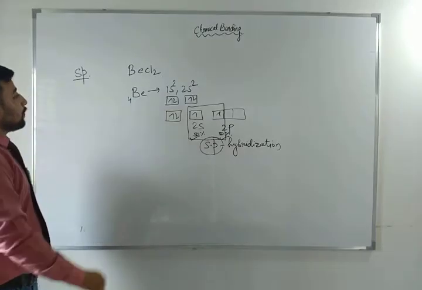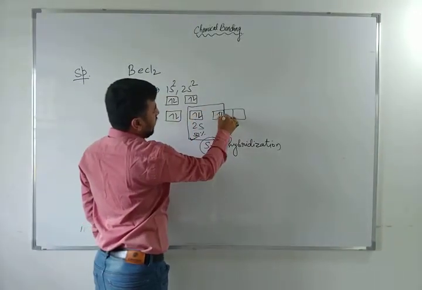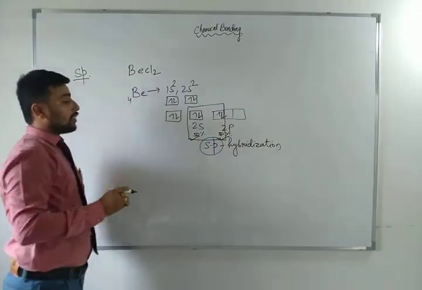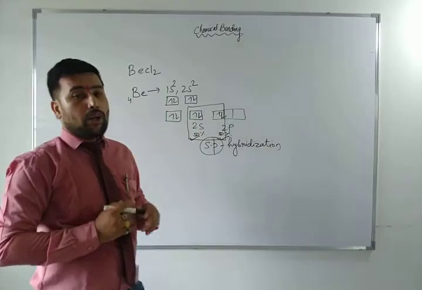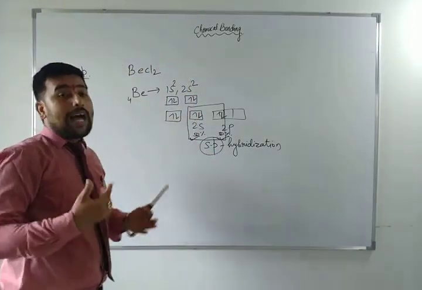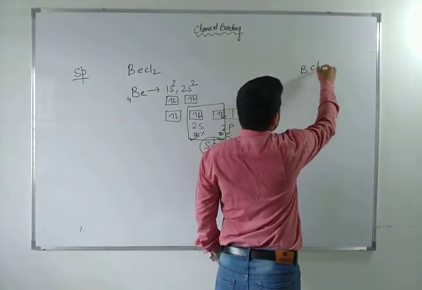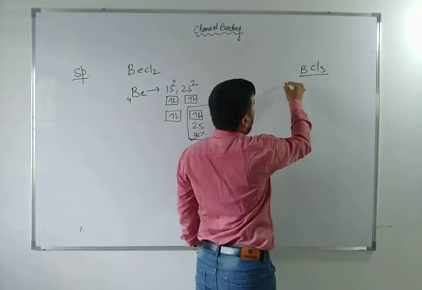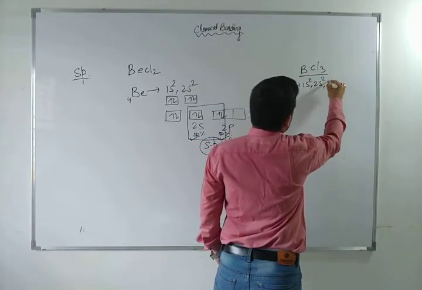Now here both the chlorine atoms, one here, another here, sp2 hybridization. You must understand the concept of hybrid orbitals, and hybrid orbitals will be generated from the valence electrons. Okay, just suppose BCl3, boron trichloride. Boron's atomic number is 5, 1s2, 2s2, 2p1.